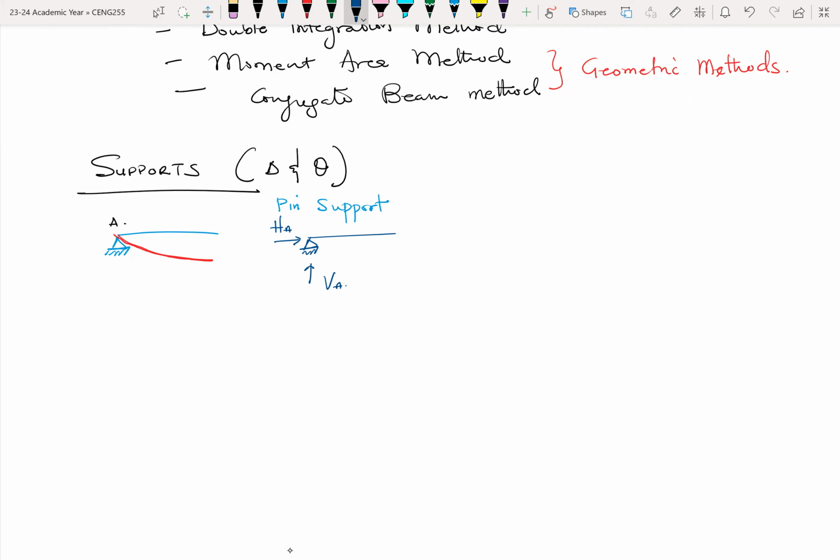What reactions mean is that they are resistance to certain movements. There are typically three types of movements that we look at, three main movements at every support. We have the vertical translation, the horizontal translation, and then rotation, which we call moments. They also have rotations, so rotations about a point.